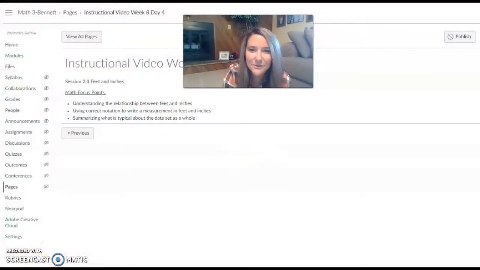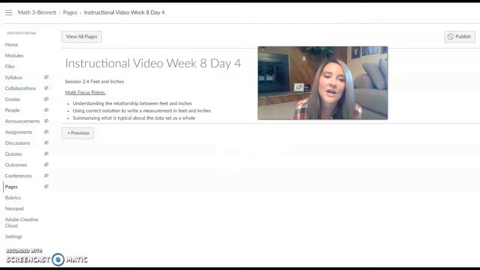Welcome to another day focusing on measuring and data. We're going to take a look at our math focus points for today, and then we'll get started. Our math focus points for today include understanding the relationship between feet and inches, using correct notation to write a measurement in feet and inches, and summarizing what is typical about the data set as a whole.